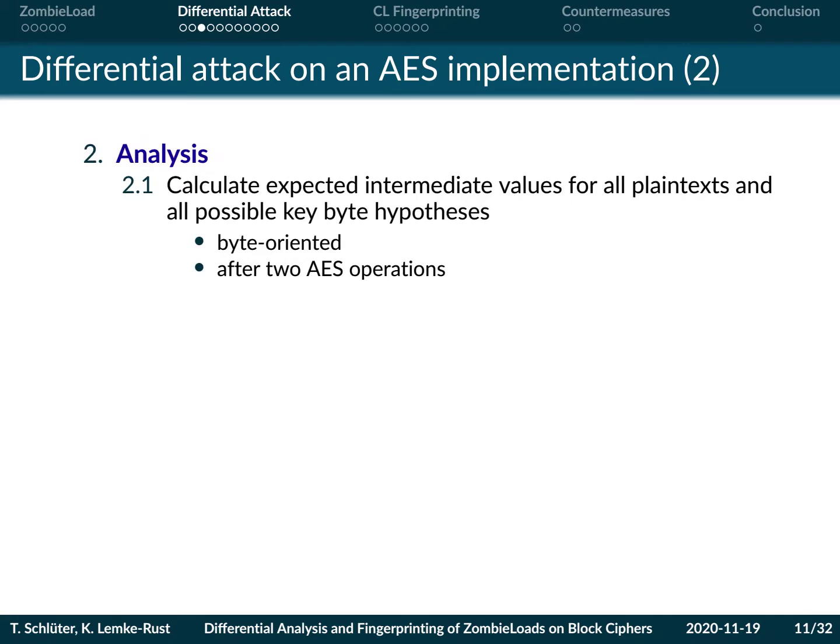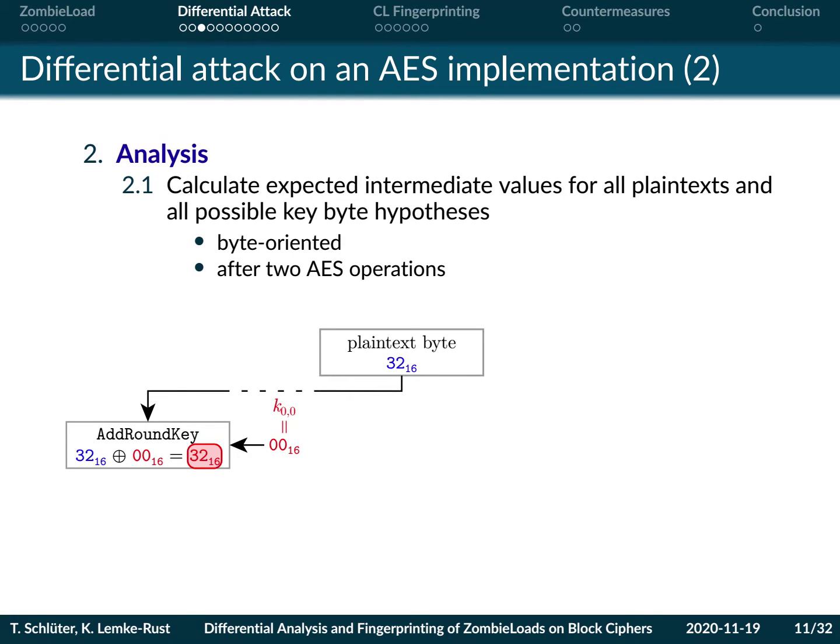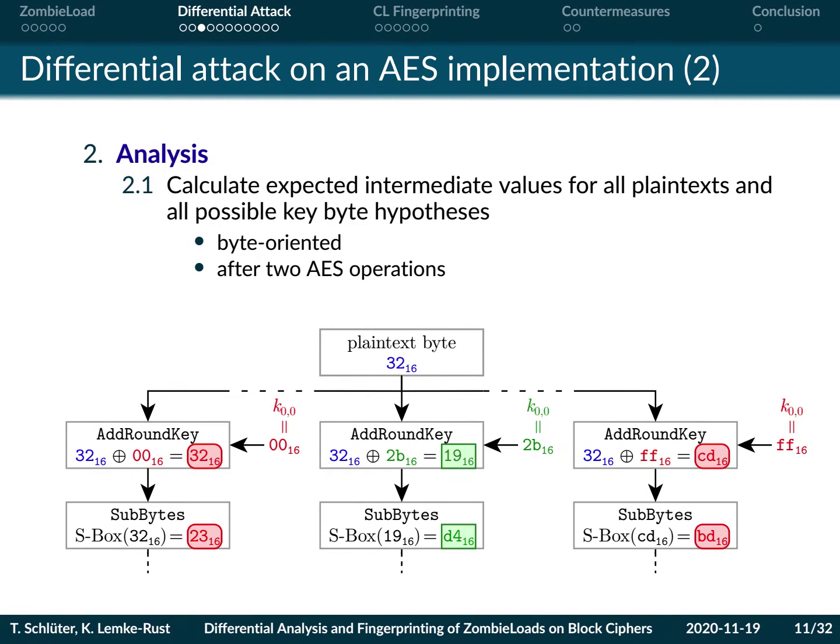The next step is the analysis step. So we take the first byte of our first plaintext and we calculate the first steps of the AES. The very first step is to add the key, and as we don't know the key, we just for now take the byte value hex 00, and we will use other values later on. We get a first intermediate result, which is highlighted in red here on the slide, and we can also compute the next step, which is the sub-bytes operation, and we get another intermediate result. And now we do these two steps for all possible byte values for the key. So we do this essentially 256 times.